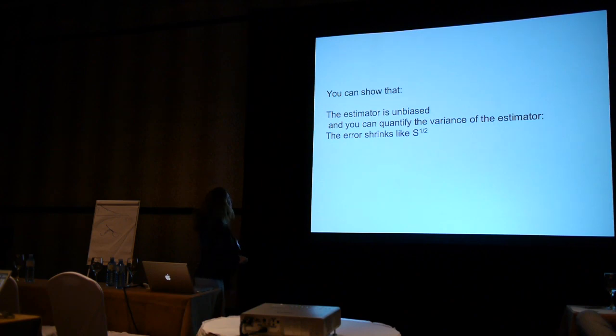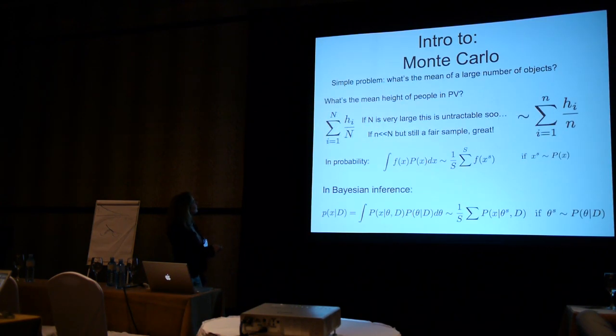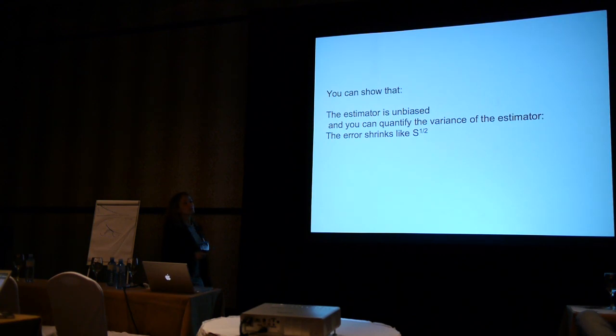So you can show that by doing something like this, your estimator is unbiased, and you can quantify the error of your estimator, and you can show that this error shrinks like S, which is the size of your subsample, to the 1/2. So the variance shrinks like S.